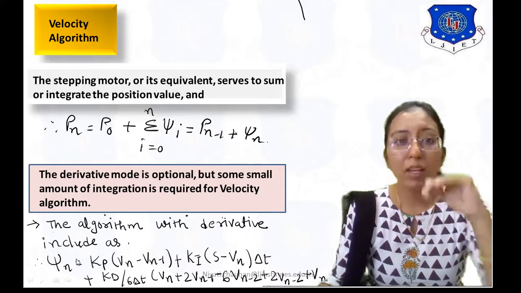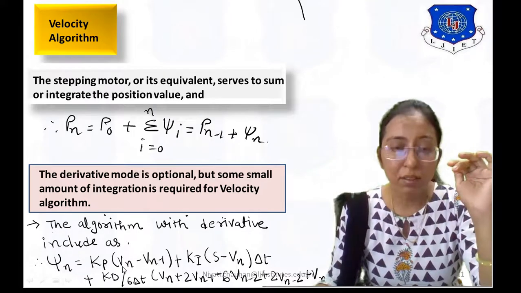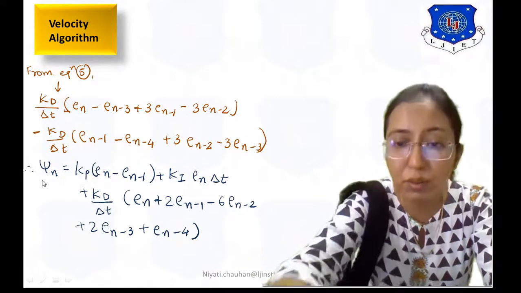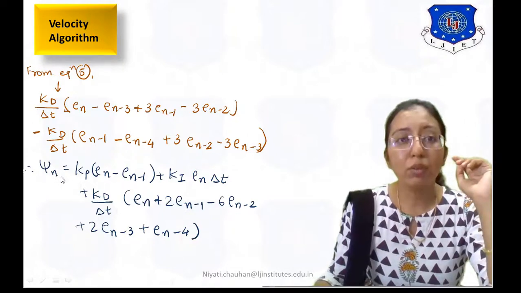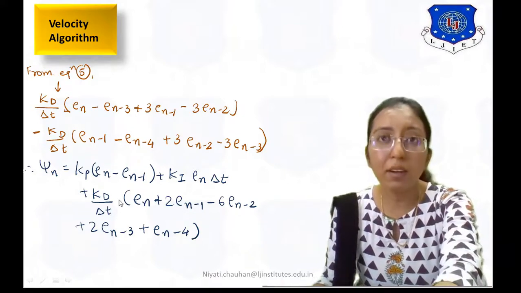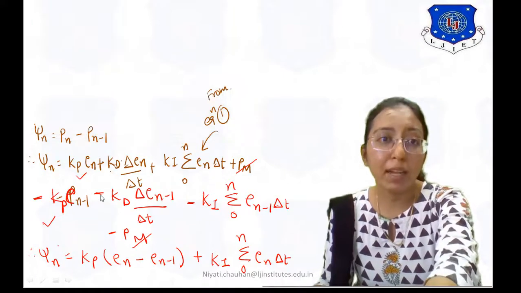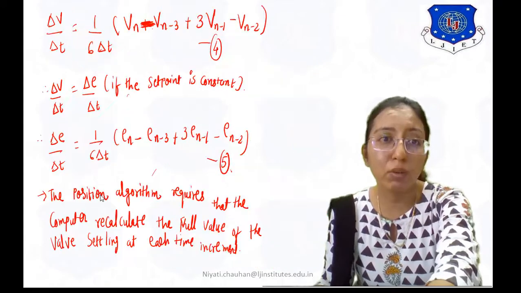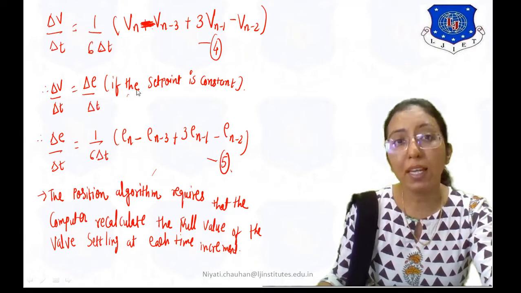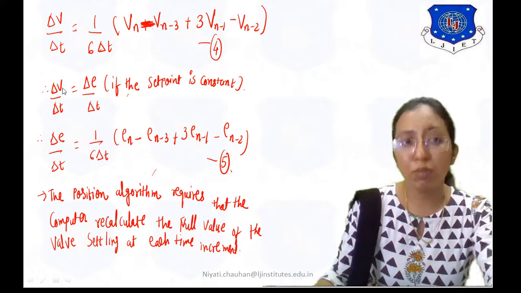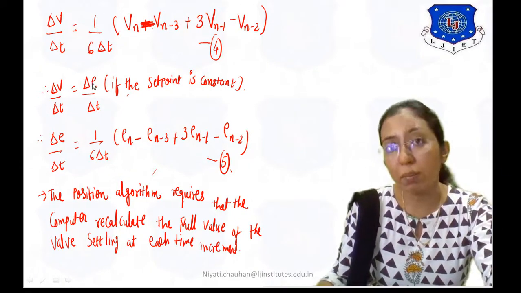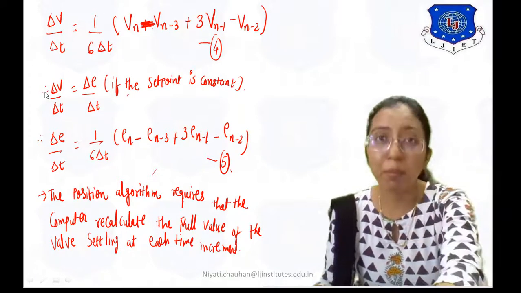Here, in the previous equation we have written the equation of psi n. Now we are replacing E by V. E is error and V is variable, and we know from the earlier equation that delta V upon delta t is equal to delta E upon delta t if the set point is constant. So we can replace E by V, and also V by E, if the set point is constant.